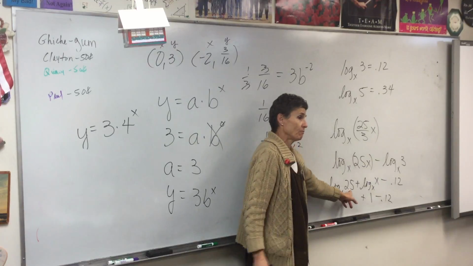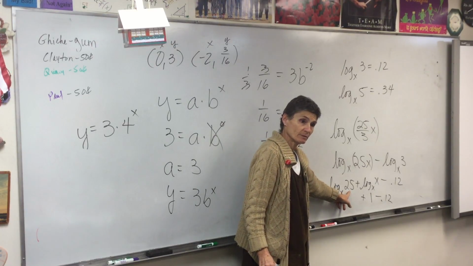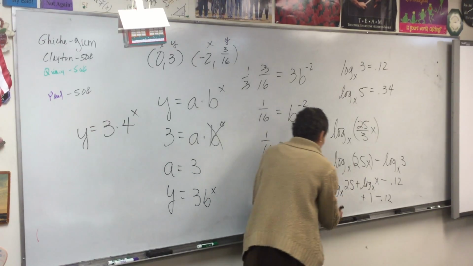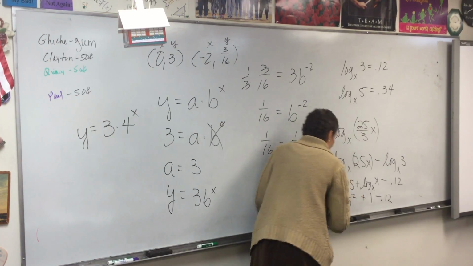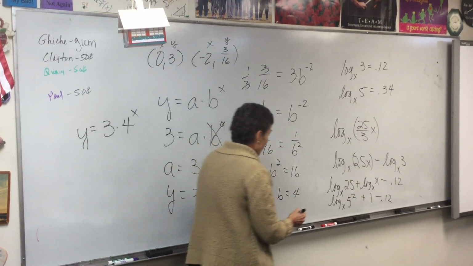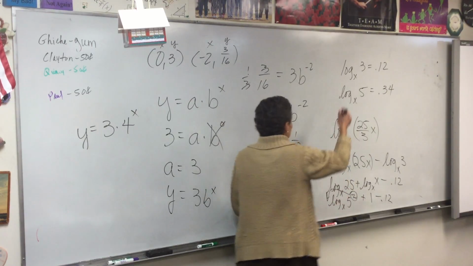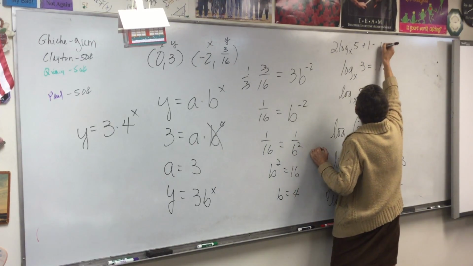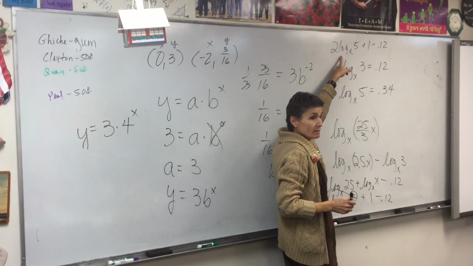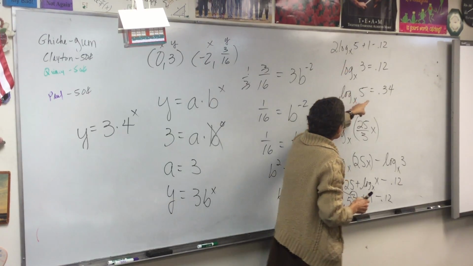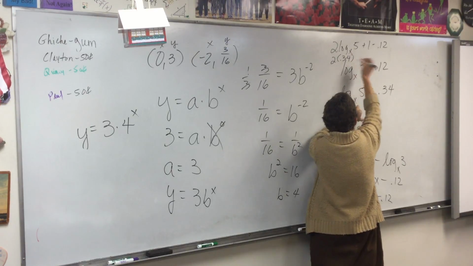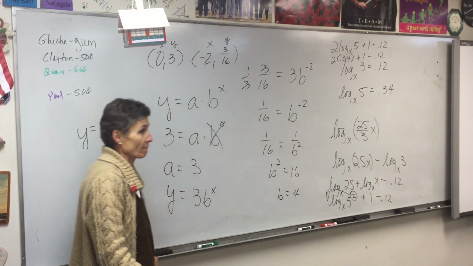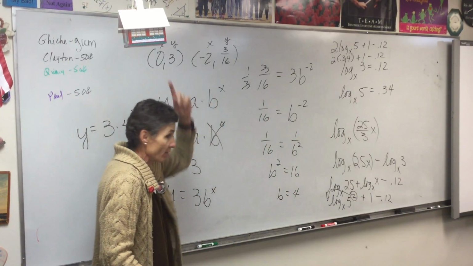Now this one I'm still not ready for. This one's still not broken down far enough. So what am I going to do with 25? 5 to the second, or 5 times 5, whichever you like best. So if you think of it as 5 to the second, then what happens to the 2? It comes out in front. So now I have 2 log 5's plus 1 minus 0.12. Now can I do it? Yeah, because log 5 is 0.34, so this is going to be 2 times 0.34 plus 1 minus 0.12. And then just multiply all that out and get the answers.